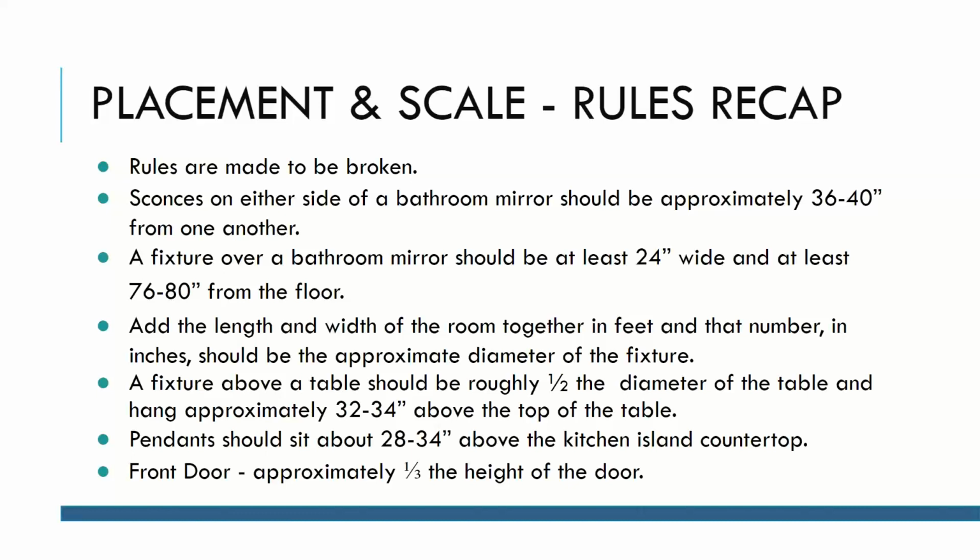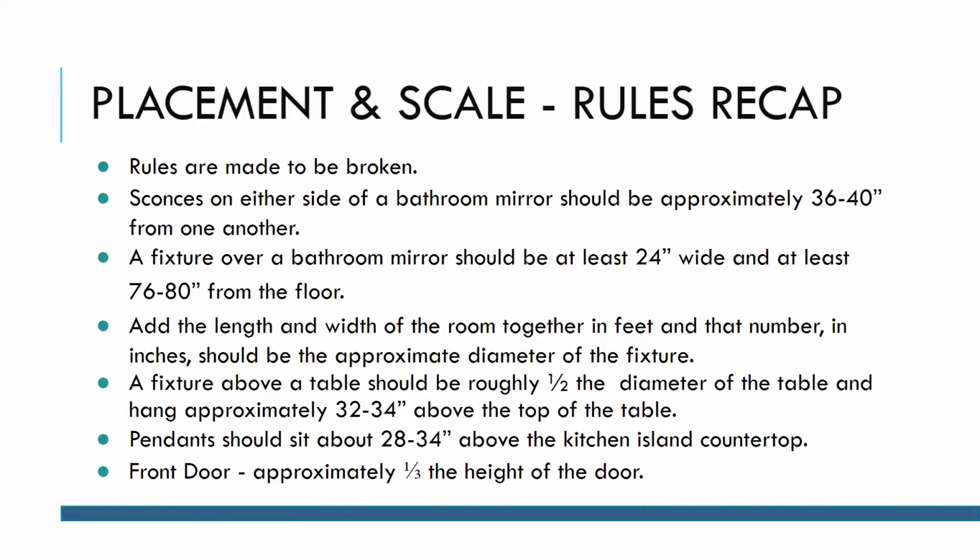What you see on this slide is a compilation, as I mentioned, of the guidelines. The first one is rules are made to be broken. Adding the length and width of a room together in feet, converting that to inches should be your approximate diameter. A fixture above the table, roughly half the diameter of the table. Pendants should sit 28 to 34 inches above the kitchen island countertop.